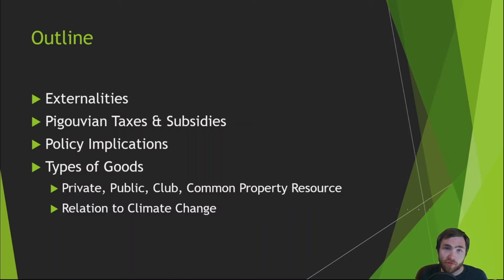Then we're going to wrap up with a few other policy implications of externalities. And then we're going to move on to the different topic of types of goods, including common property resources and public goods. And then just to close off, we're going to use this typology of goods to describe the issue of climate change, or at least one way that economists understand that issue.